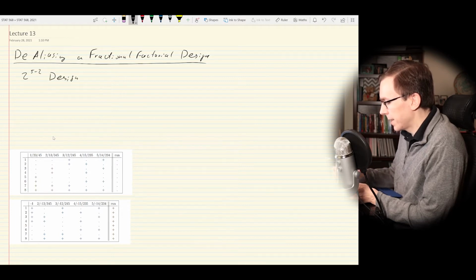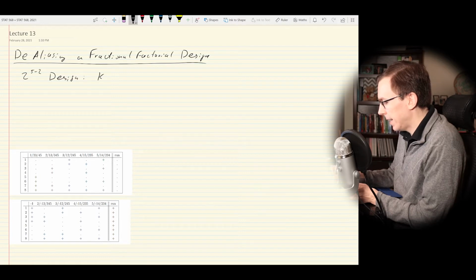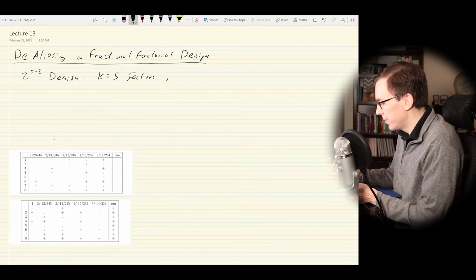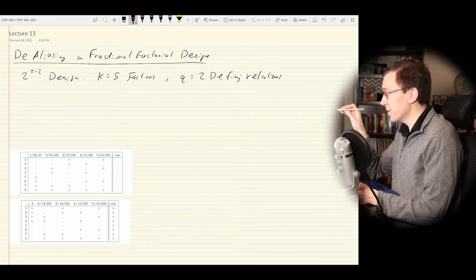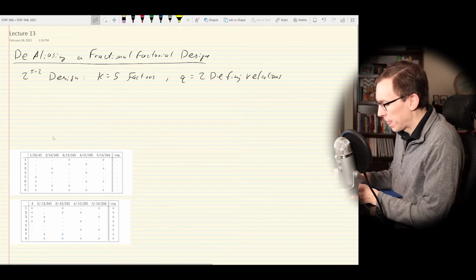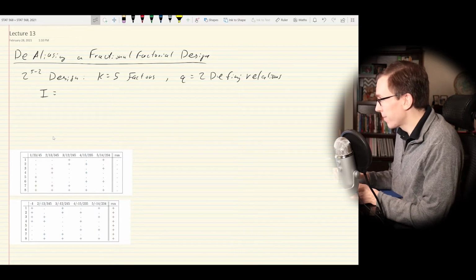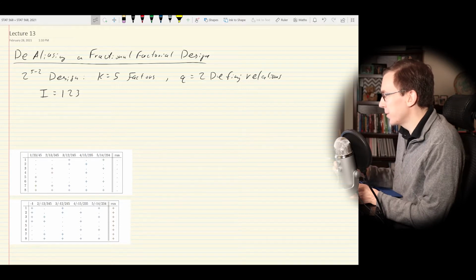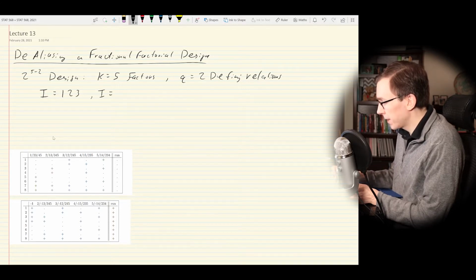Now, if you recall from last time, what that means is we have k equals 5 factors and q equals 2 defining relations. And what we're going to choose to coincide with the one from my notes is that we're going to consider I equal to 1, 2, 3, and also I equal to 3, 4, 5.